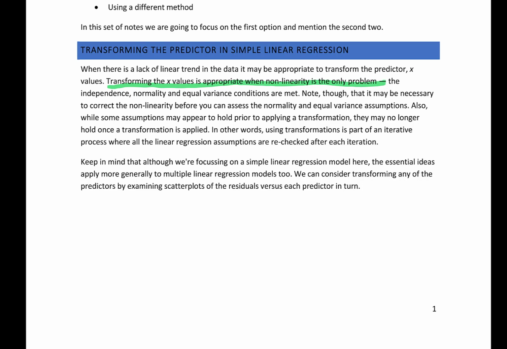Also, while some assumptions may appear to hold prior to applying the transformation, they may no longer hold after the transformation is applied. So we really have an iterative process. Let's say you check all of the assumptions and the only one that was violated was linearity, so you perform the transformation and recheck linearity alone. That doesn't mean you're done. Anytime you do any kind of transformation, you want to go back and reassess all of the assumptions.